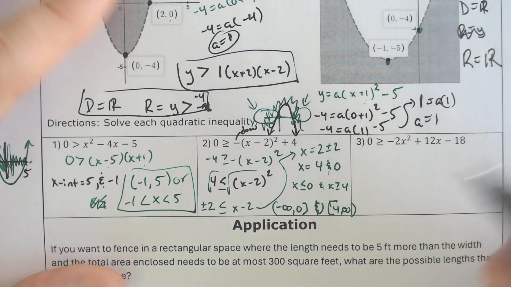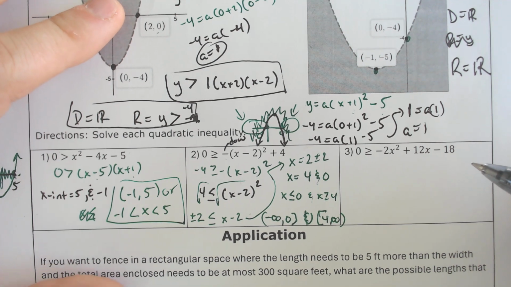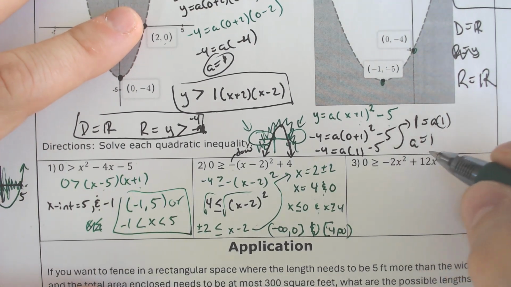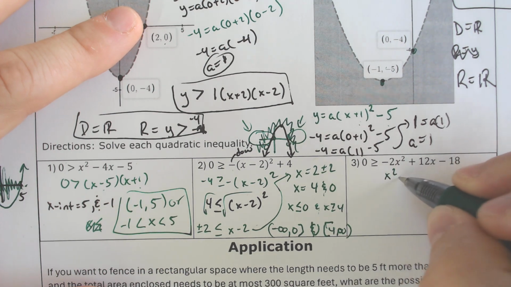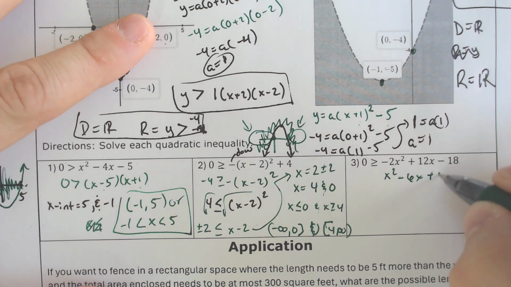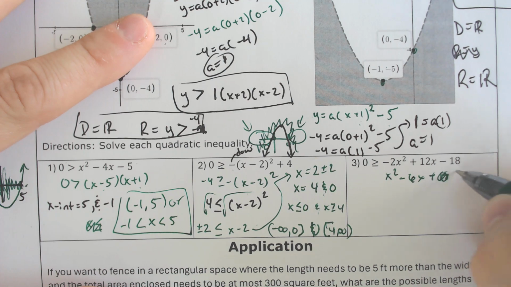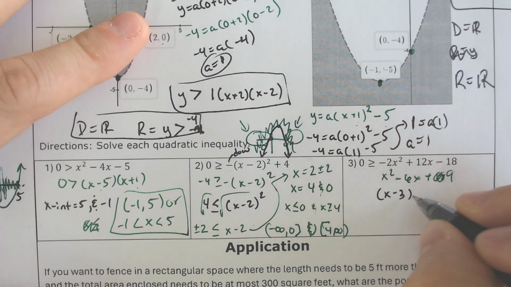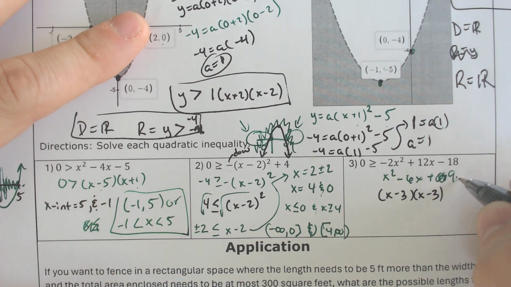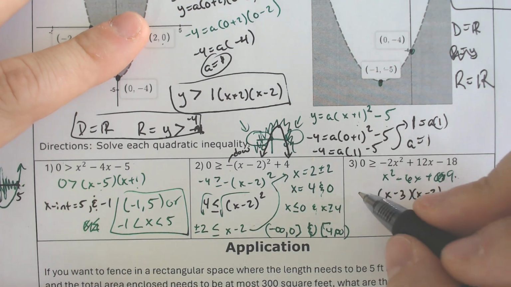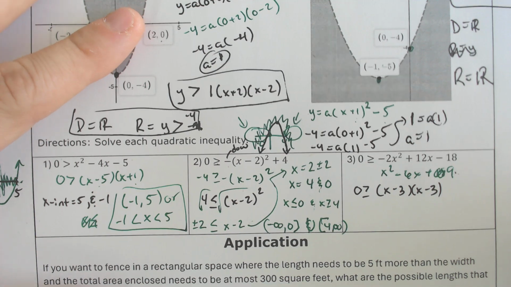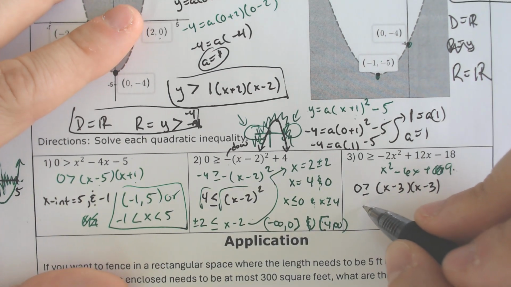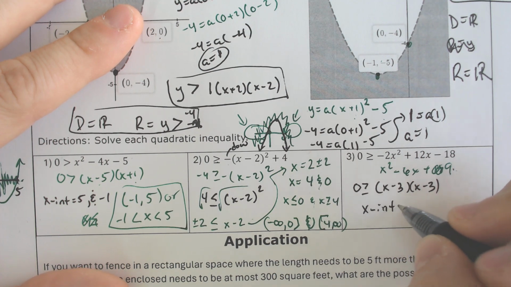Okay? Last one is hopefully factorable. Let's see what happens. We have negative 2. Everything divides by 2, so I'm going to do that. That's going to make this x squared minus 6x plus 18. Nope, plus 9. And that does factor. That ends up being x minus 3 and x minus 3 multiplying to 9 and adding to negative 6. So we got 0 greater than or equal to. Well, in this case, we only have one answer. That's kind of unique. So we have x-intercept is equal to 3.